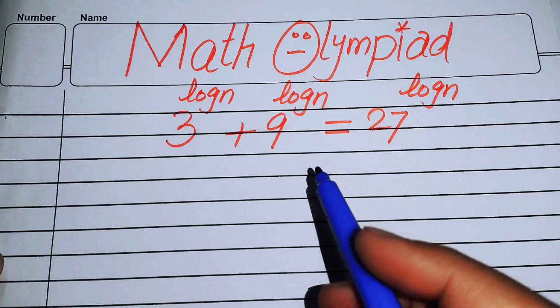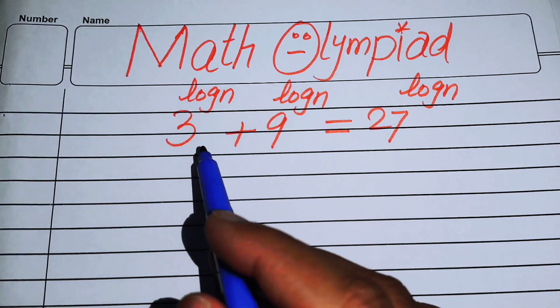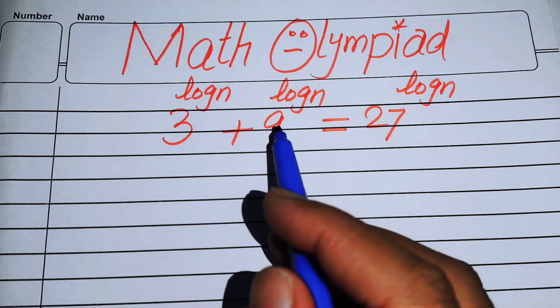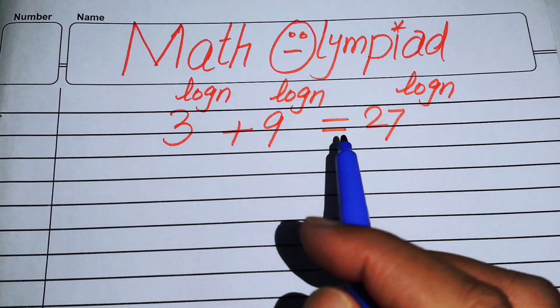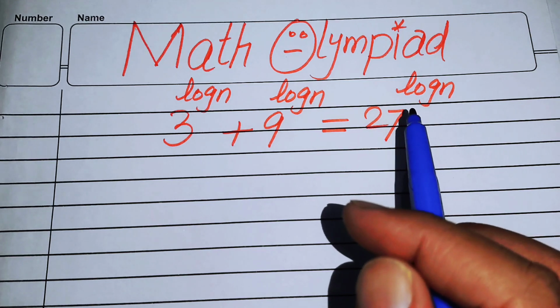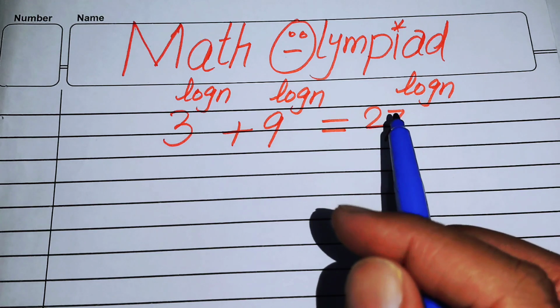In this video we are going to solve this nice algebra problem. Here we have 3 to the power of log n plus 9 to the power of log n equals 27 to the power of log n. We will solve this problem for the real values of n.